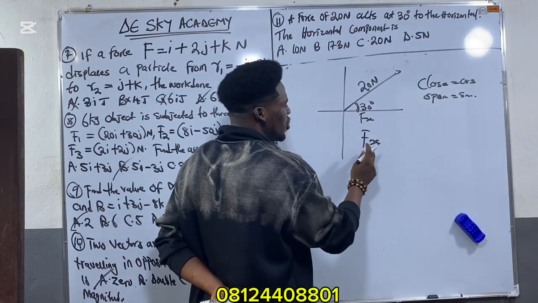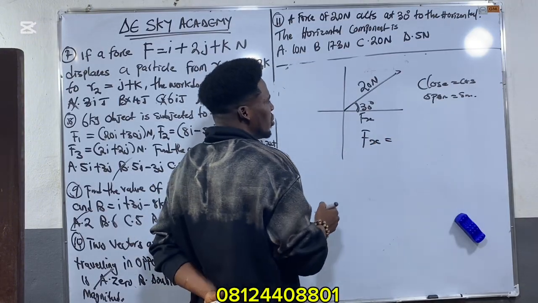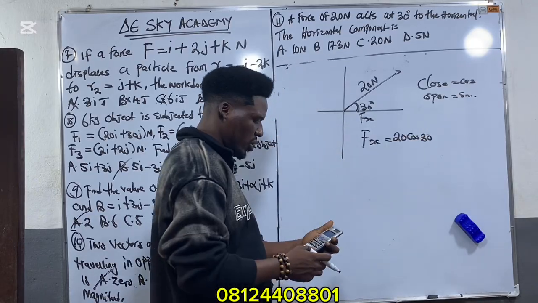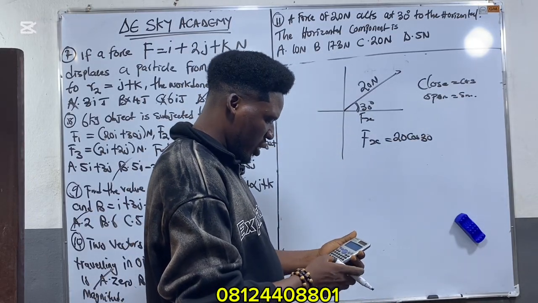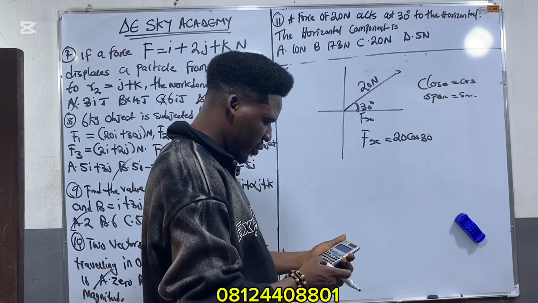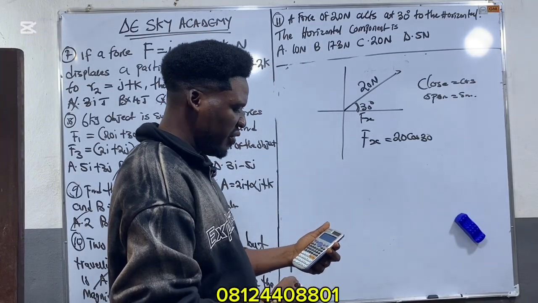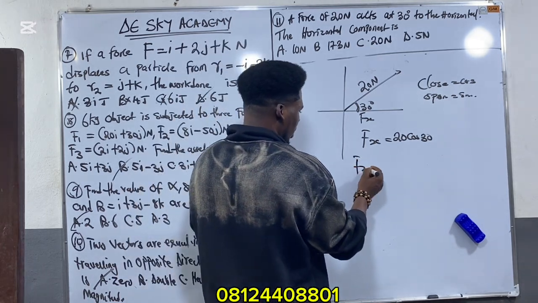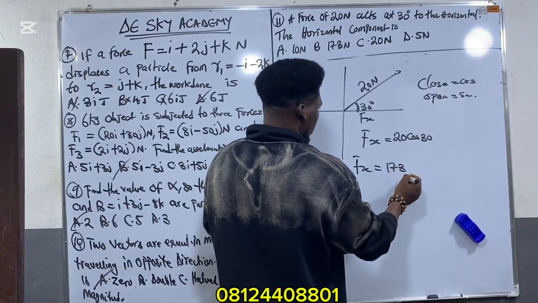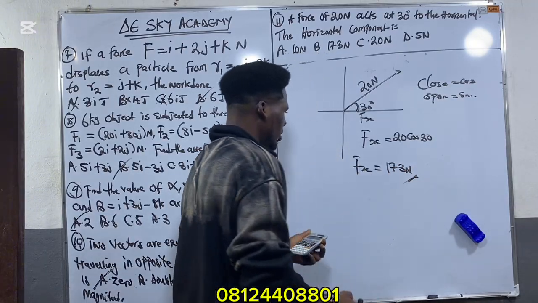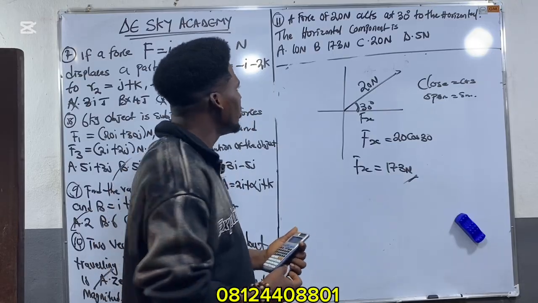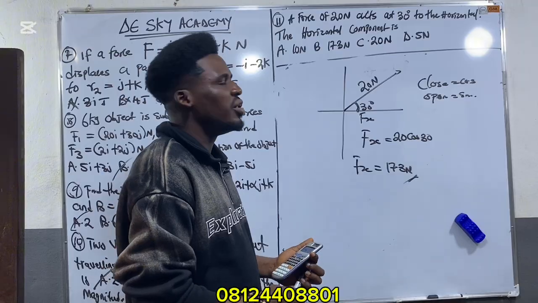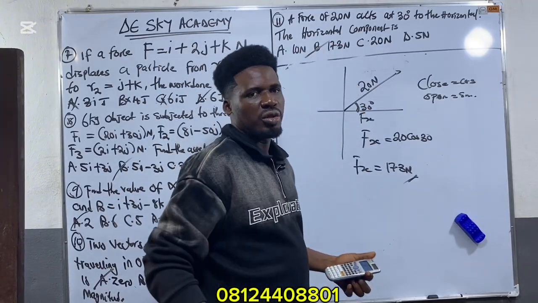That means the horizontal component, Fx, will be equal to 20 cos 30. What is 20 cos 30? I will have it as 10 root 3. And what is 10 root 3? 10 root 3 is 17.3 Newton. Do I have anything like 17.3 Newton in the options? Option A is 10 Newton, option B is 17.3 Newton. So the correct answer is option B.